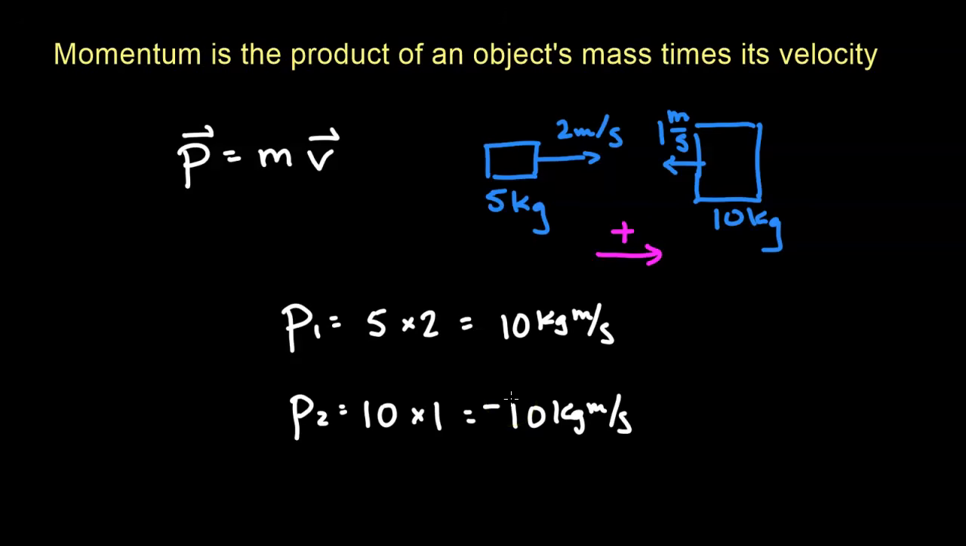So interesting to notice here is that these two masses are different. The object on the right has twice the mass, but because it has half the velocity, they both have the same momentum as far as the magnitude, but the direction is going to be different. One has a positive momentum and one has a negative momentum.